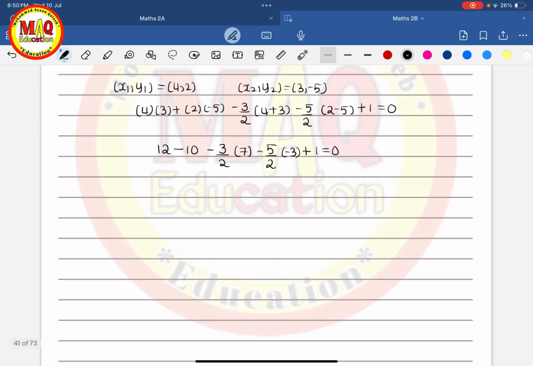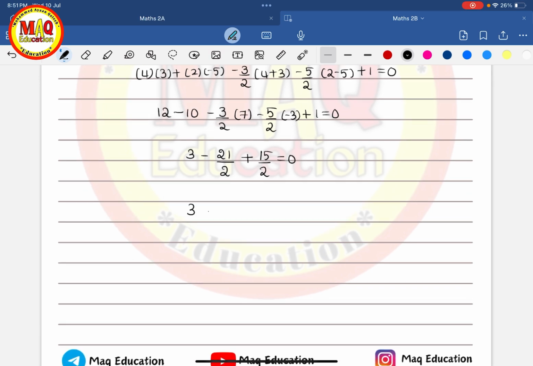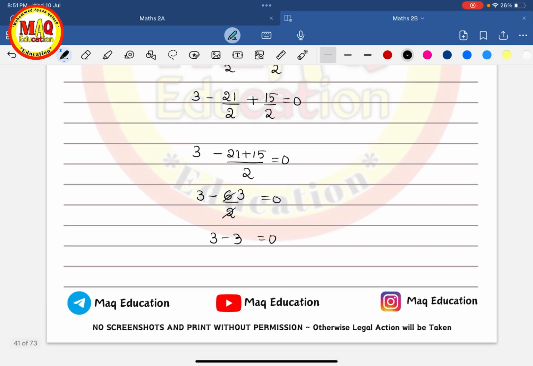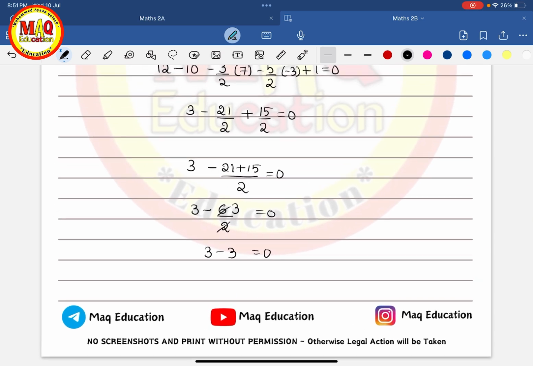4 × 3 = 12, -10, -3/2 of 7, -5/2 of -3, + 1 = 0. Twelve plus one is 13. 13 - 10 = 3. 3 - 21/2 + 15/2 = 0. 3 - 6/2. The twos get cancelled. 3 - 3 = 0. Therefore, we got that it is equal to 0.